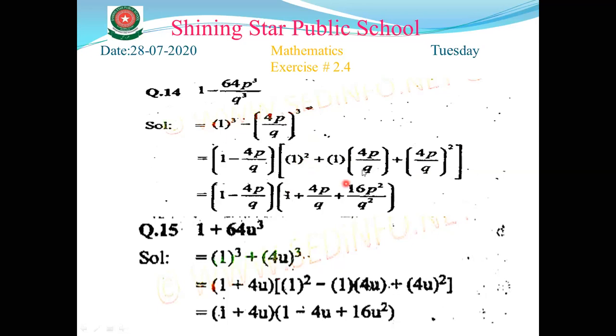Now 1 square is 1 and 4 square is 16, p square is p square, q square. Very simple. Now 1 plus 64 u cube. Again we know that 64 is the cube of 4, so (4u) cube. Now (1 plus 4u)(1 square minus 1 multiplied by 4u plus 4u square). When we multiply 1 with 4u, it becomes minus 4u, and (4u) square is 16u square, which is your required answer.